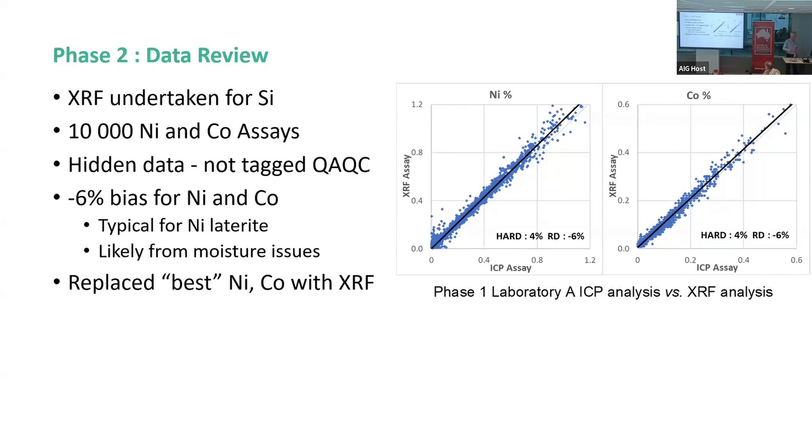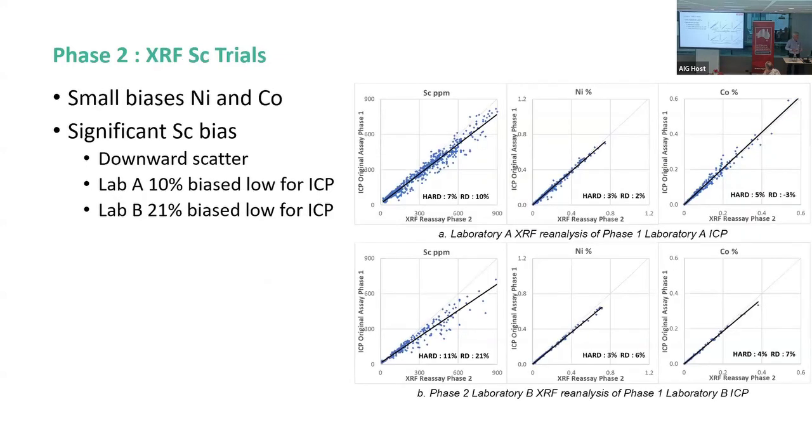So that made a material impact to the resource because we changed our primary assaying technique for nickel and cobalt. When we then started reassaying for the new program and reassaying some of the old holes, we got similar issues, very, very small but detectable biases on nickel and cobalt for our new XRF. But when we did scandium, we started to see really big changes.